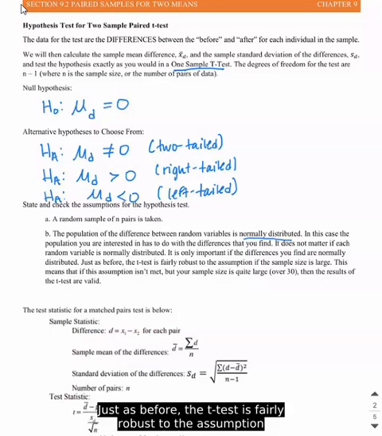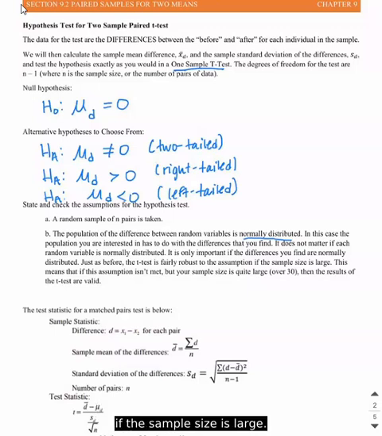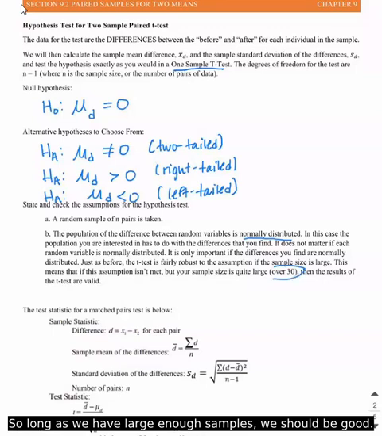Just as before, the t-test is fairly robust to the assumption if the sample size is large. This means that if this assumption isn't met, but your sample size is quite large, over 30, then the results of the t-test are valid. So as long as we have large enough samples, we should be good.